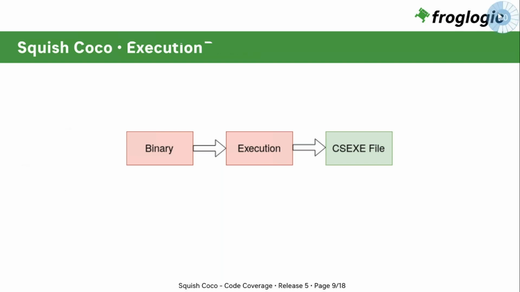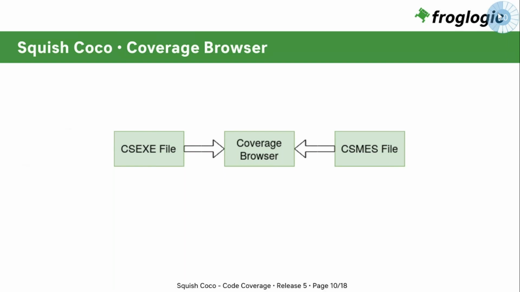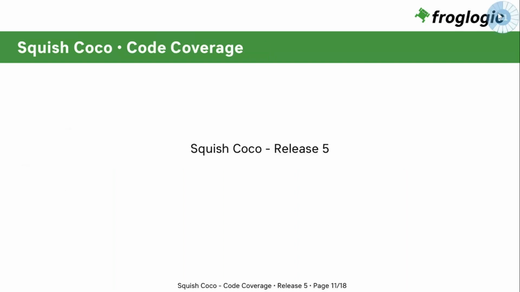These two, the CSX file and the CSMS file, go into the coverage browser, where we can analyze basically what has happened, which parts of our application have been covered and which not. So let's start with the necessary parts for the release, the 5 release, basically.